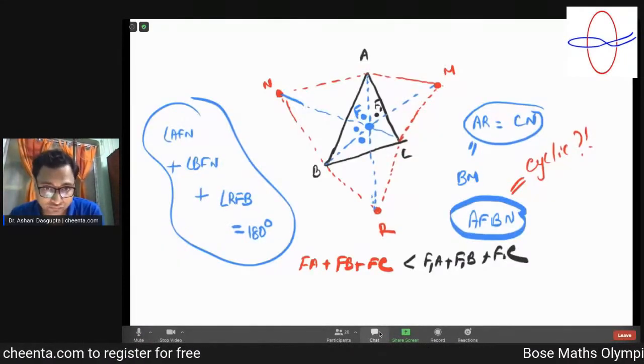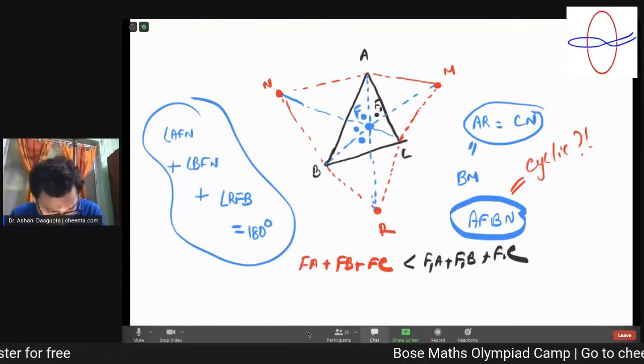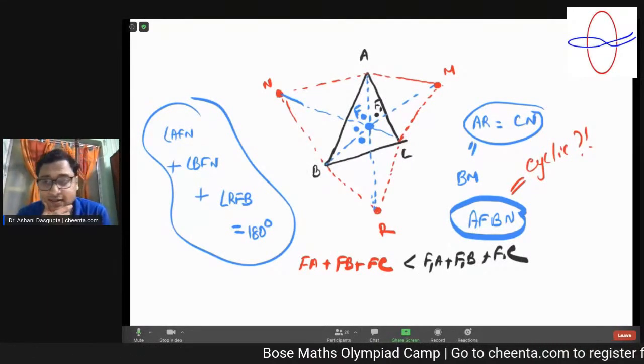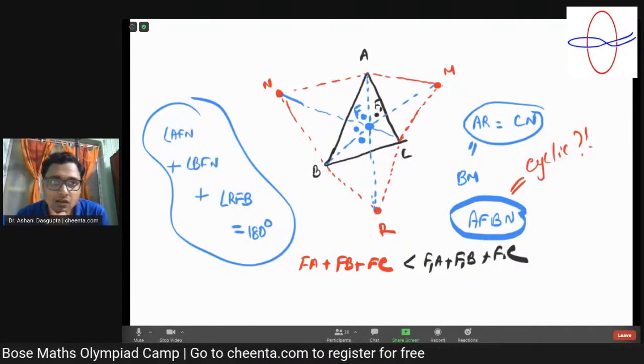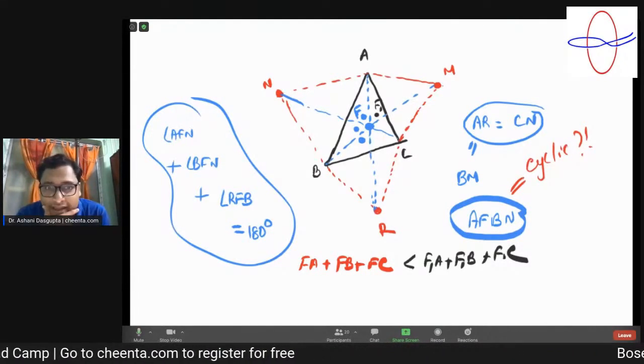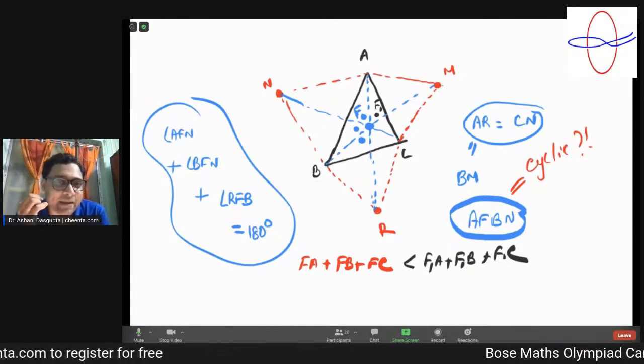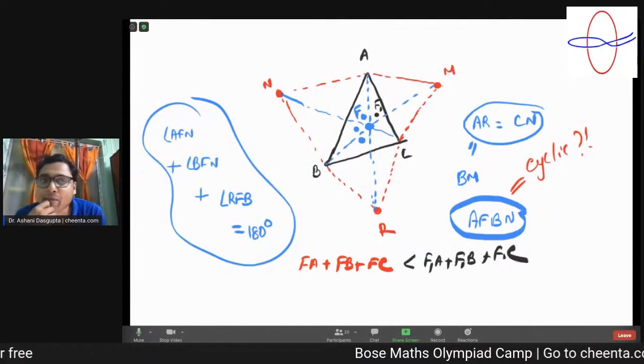The circumcenter. F is not the circumcenter. No, not necessarily. Okay, so I think this can be done very easily by most of you.